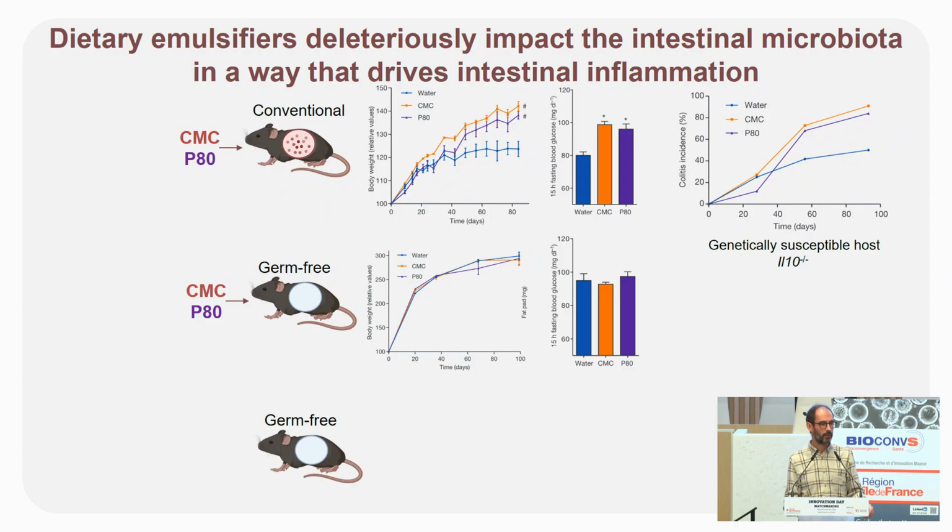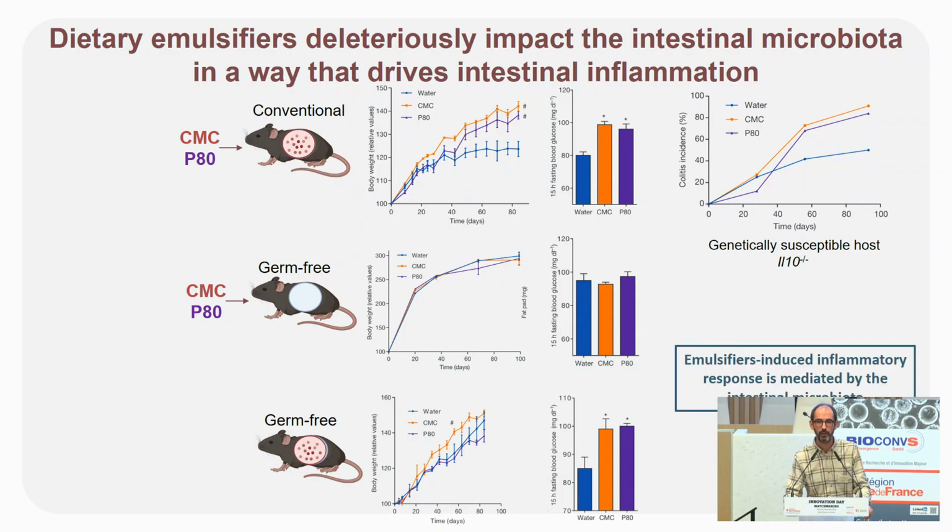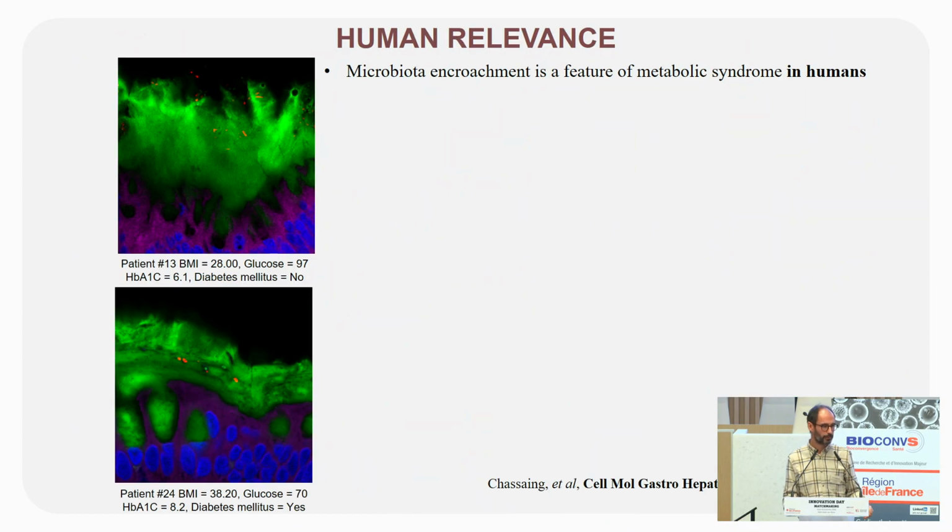While if you take germ-free mice and on those mice you transplant the microbiota from emulsifier-treated animals, you can now fully recapitulate what we observed before. So clearly suggesting that the microbiota is really the direct target of those compounds in a way that will drive chronic inflammation. And we again have plenty of data showing that those mucus-associated bacteria are very central and key to drive chronic inflammation induced by those compounds.